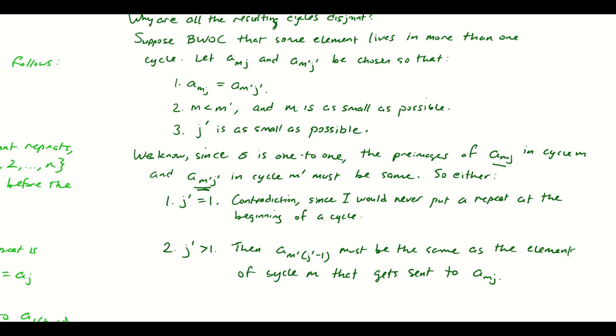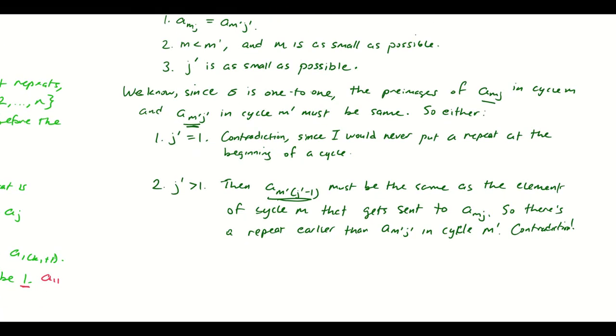So I'm purposefully not writing down what the subscripts have to be, but I know that there's an element of that cycle that gets sent to this. There has to be somewhere. So that means that there's a repeat earlier than a_{m',j'} in cycle m prime, namely this one. That also has to be a repeated element. That's a contradiction. So the only conclusion we can reach here logically is that there can't be any repeats at all. So there can't be any duplicates between different cycles.